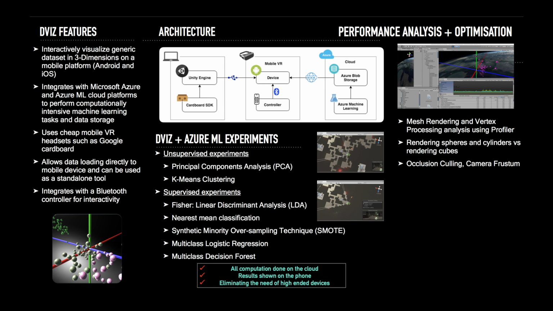Coming to the core features of DViz, you can interact with the data in real time. It runs on both Android as well as iOS devices. All you need is a cheap VR headset to use the application other than your phone, and you can directly load in the data file, and hence it can also be used as a standalone tool. It is integrated with a Bluetooth controller so that you can interact with the application in real time. You can perform a number of experiments in the unsupervised and supervised domains.